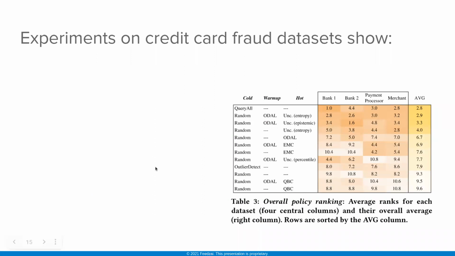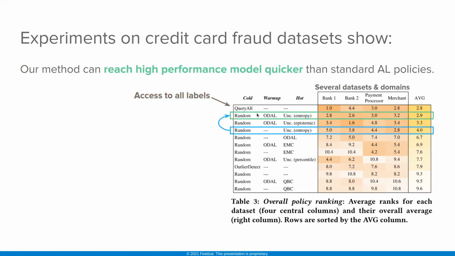In our experiments, we rank several sequences of up to 3 AL policies, where ODAL is included as warm-up. We rank the sequences for several datasets representing different fraud detection subdomains and use the average ranking to sort the sequences. We also include an optimistic policy, that is, a baseline policy that assumes access to all labels for the whole dataset. Our main conclusion is that our sequences can more quickly achieve a high-performance model compared with sequences without ODAL.